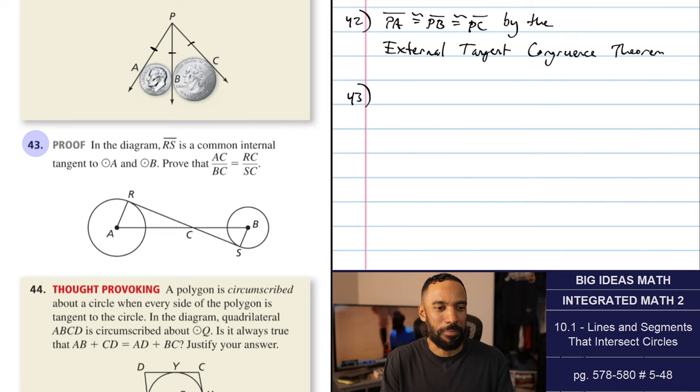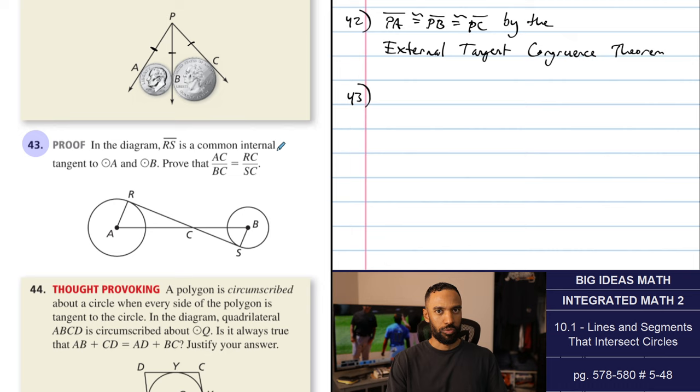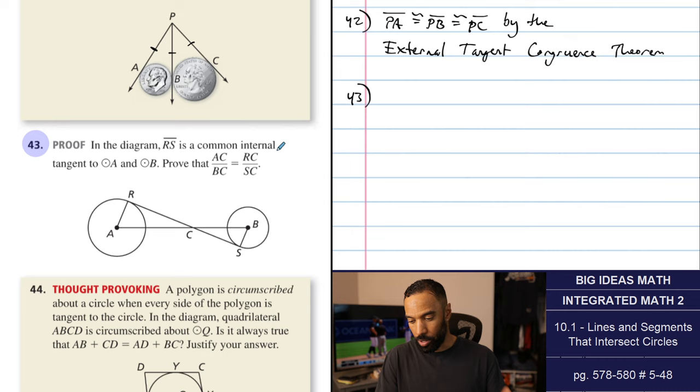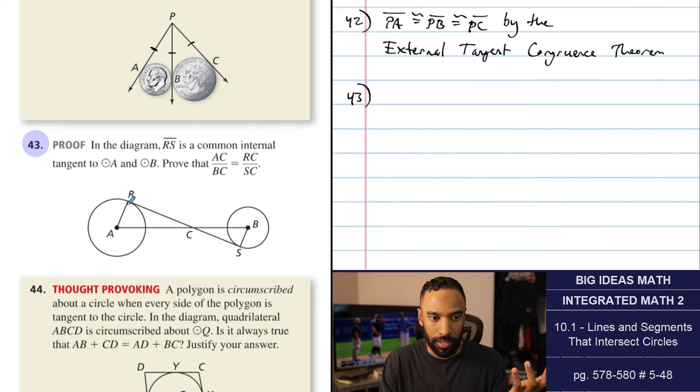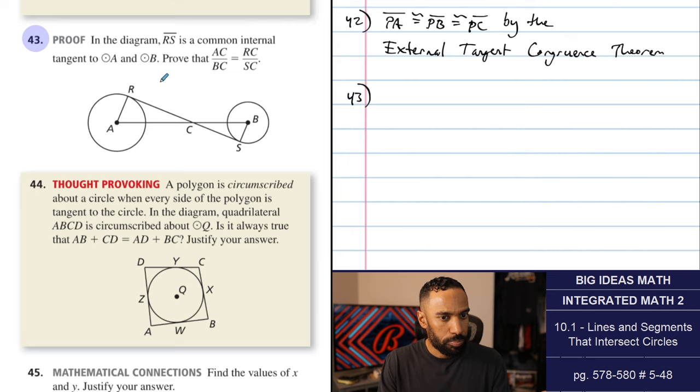Anyway, I missed what we had to do. RS is a common internal tangent to circle A and B. Prove that these are in proportion to each other. Okay, proportionality proofs are generally under the context that you have similar triangles. So the corresponding side lengths would be proportional if that's the case. I don't know if I have to go 2-column format. It just says prove it. I'll go 2-column format, at least for this one.